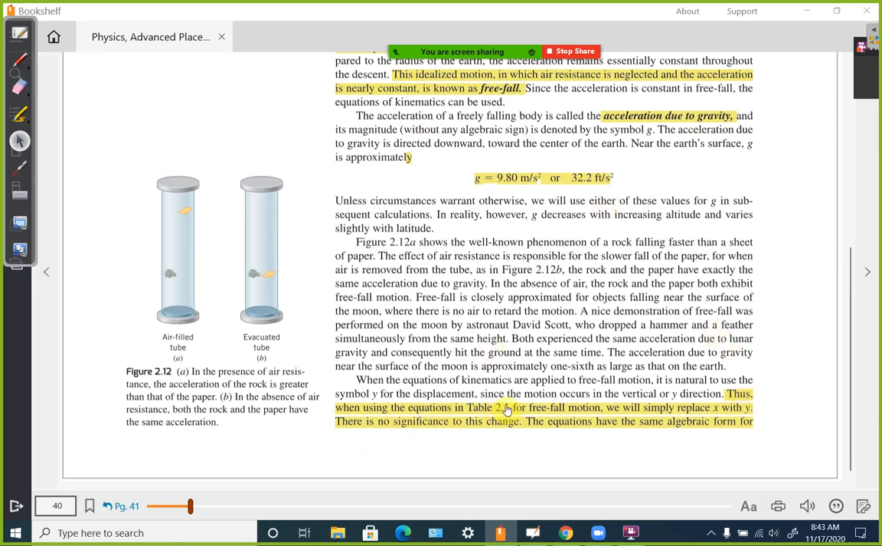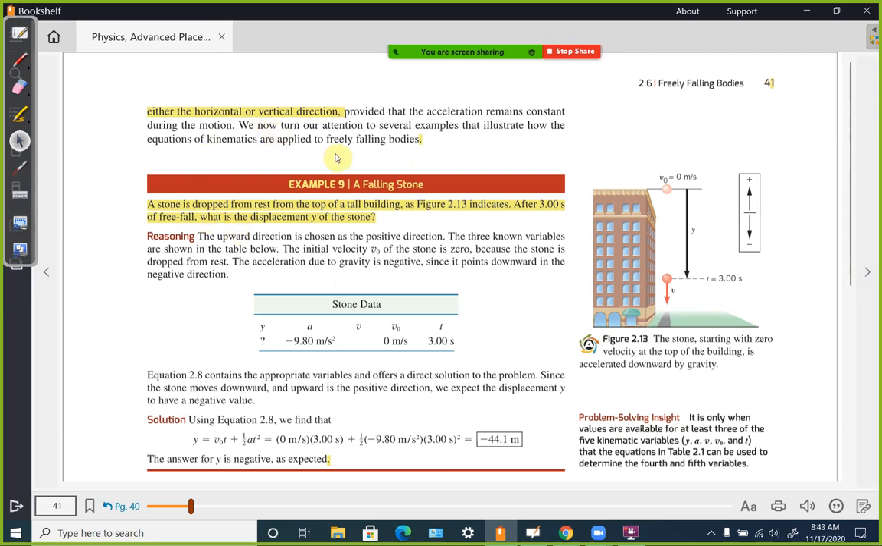Thus, when using the equations in Table 2.1 for free-falling motion, we will simply replace x with y. There's no significance to this change. The equations have the same algebraic form for either the horizontal or vertical direction. All that's saying is that back in Table 2.1, we had kinematic equations, and you will now replace all the places that there was x with y. So you can still use the same equations, just replacing x with y.